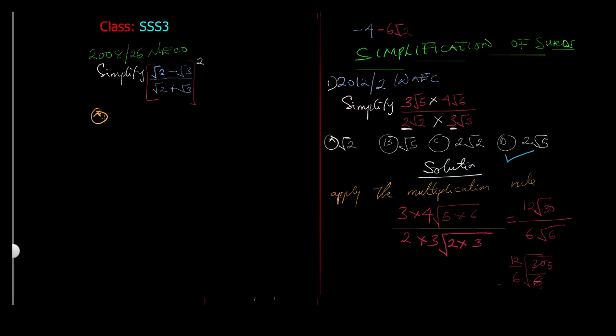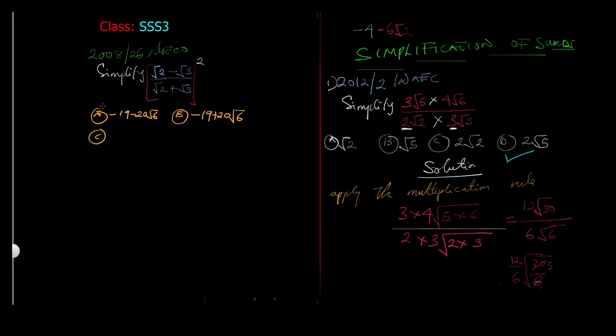Option A, we are told that the answer is minus 19 minus 20 root 6. Option B, we are told that the answer is minus 19 plus 20 root 6.